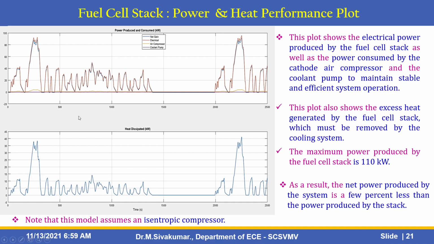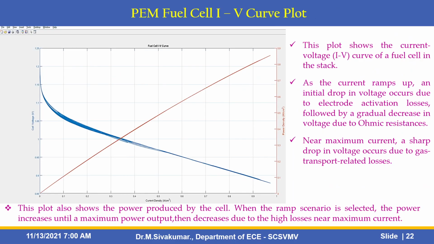This plot also shows the excess heat generated by the fuel cell stack, which must be removed by the coolant system. The maximum power produced by the fuel cell is 110 kilowatts. As a result, the net power produced by the system is a few percent less than the power produced by the stack. Here, what is to be noted is this model assumes isentropic compressors are used here. And this plot curve shows the IV part.